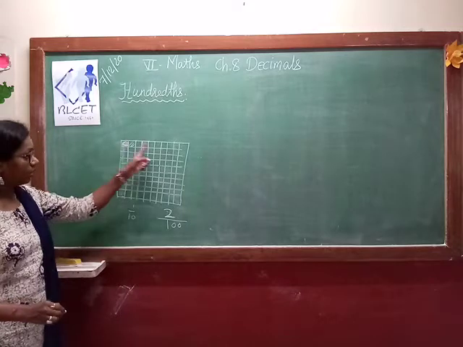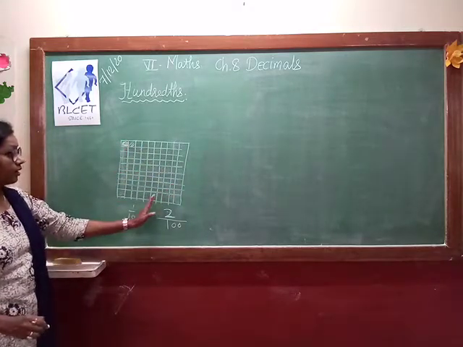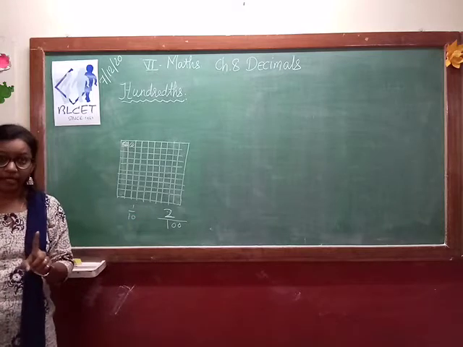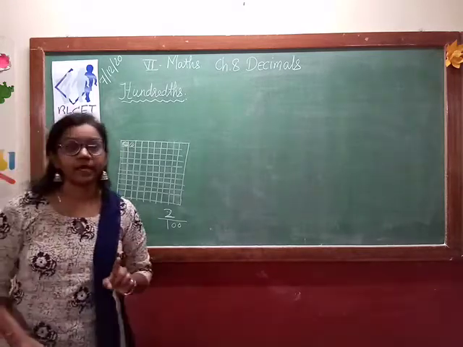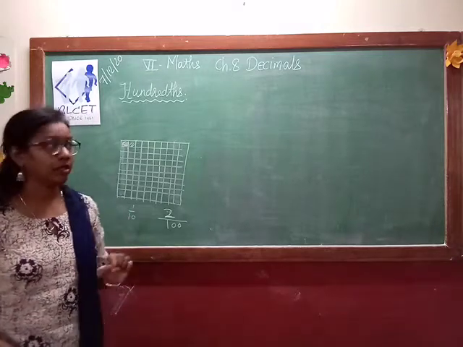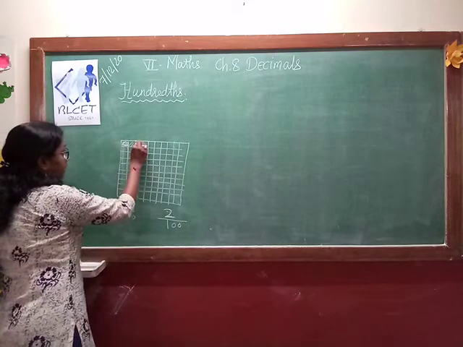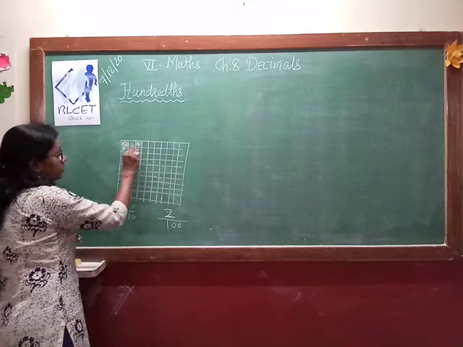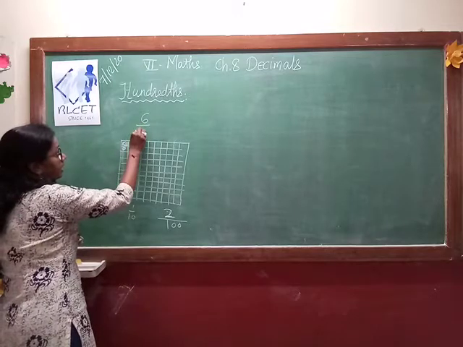Each small block represents 1 by 100. Why? Because it is 1 out of these 100. So this whole block represents 100, and each small portion represents 1 by 100, that is one hundredth. So this is the concept of hundredths. Suppose I shade a few more parts: 1, 2, 3, 4, 5, 6. So it represents 6 by 100.